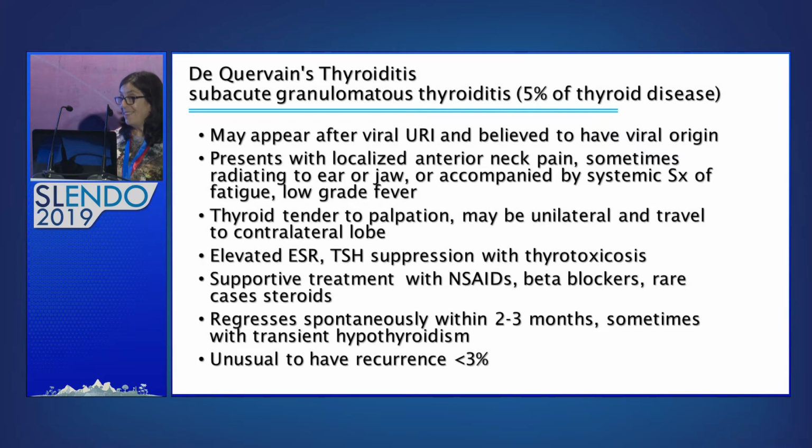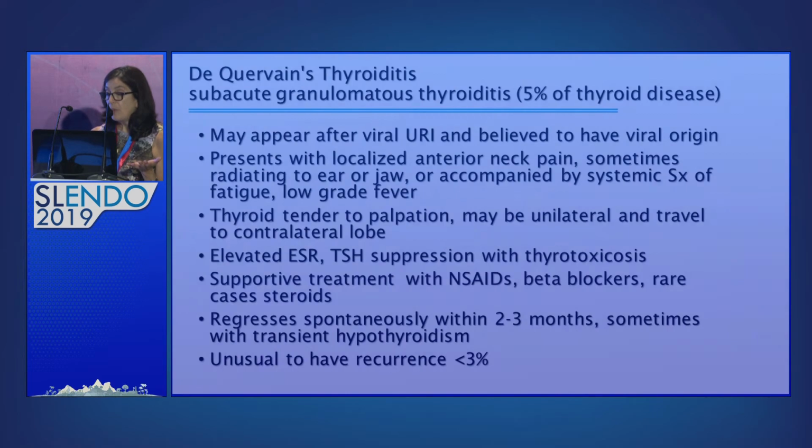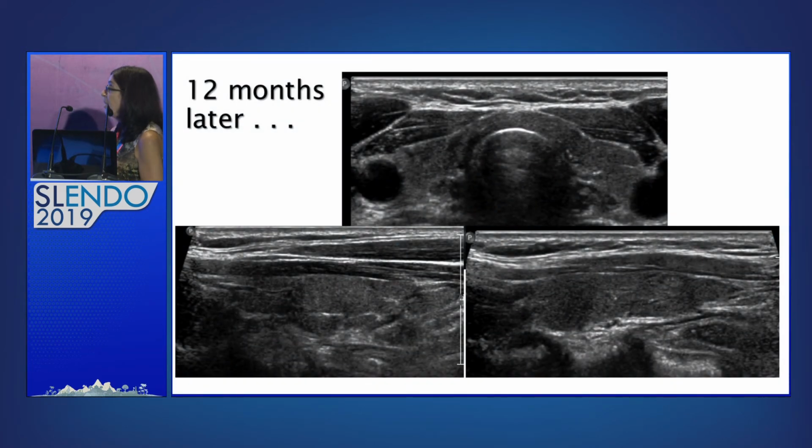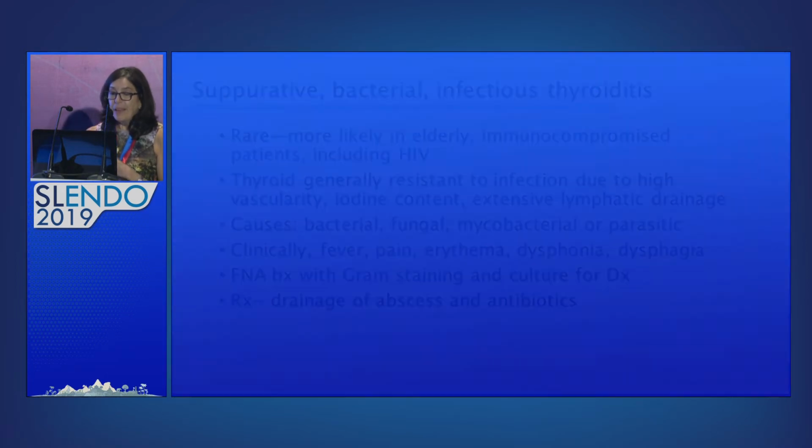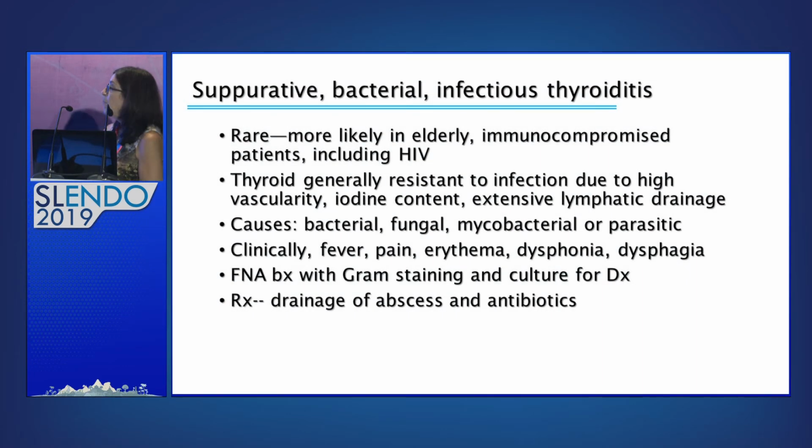The ESR is actually one time we probably do this test as endocrinologists; it's elevated. And generally, we give supportive therapy with NSAIDs. Very rarely, we need to use steroids. Generally, this gets better, and fortunately, most of these patients don't get hypothyroid. So this is what she looked like 12 months later. She was pretty much back to normal. We don't see this very commonly.